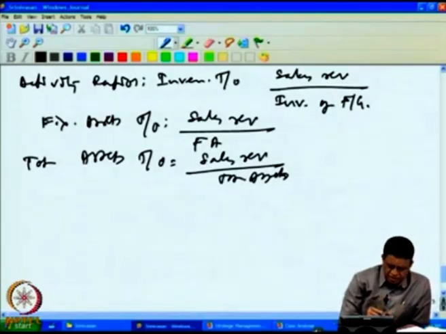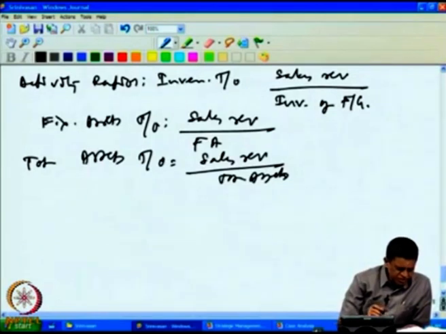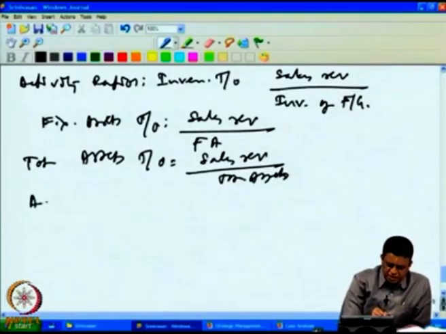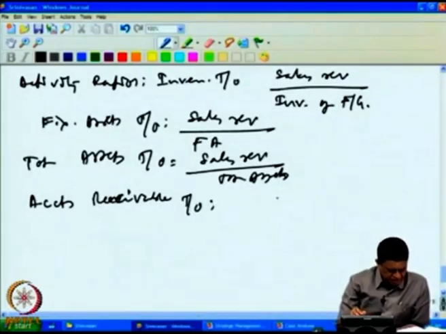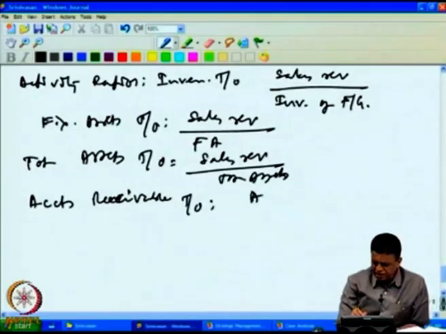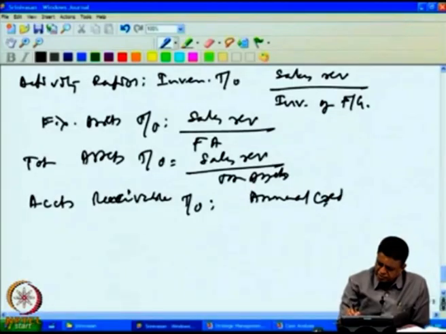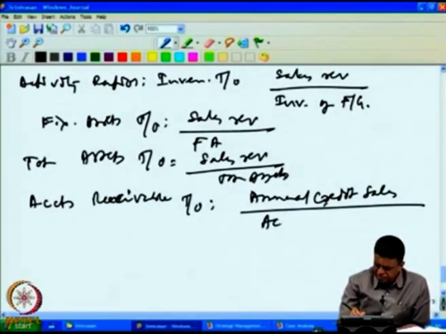Then, this is with respect to the inventories and the assets. Now, we are also interested in what is due to the company, that is what is called the accounts receivable turnover. The accounts receivable turnover is calculated by the annual credit sales divided by the accounts receivable.